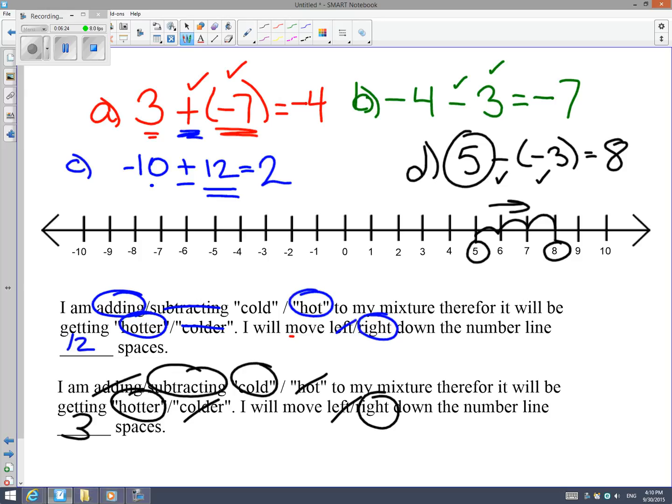I'm going to put this on the next page. I'm going to put a bunch of different questions. I'll go over the first couple, but the rest is just for you to practice. It works every time once you get the idea and the hang of this sentence.